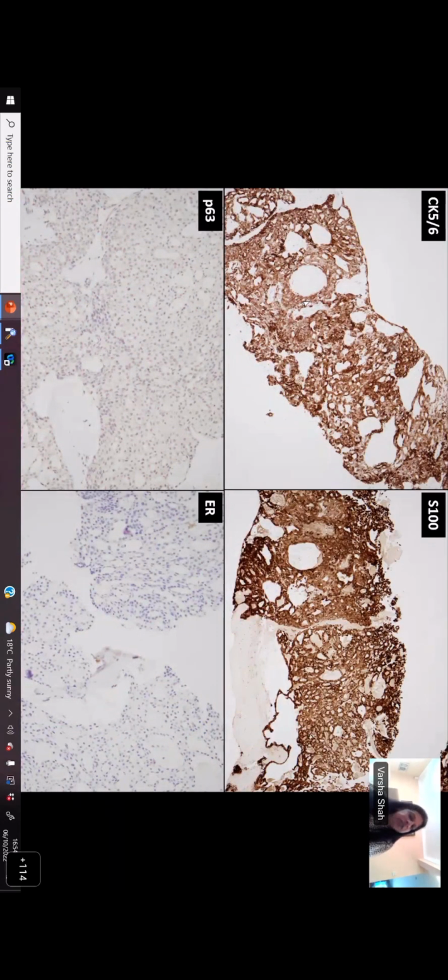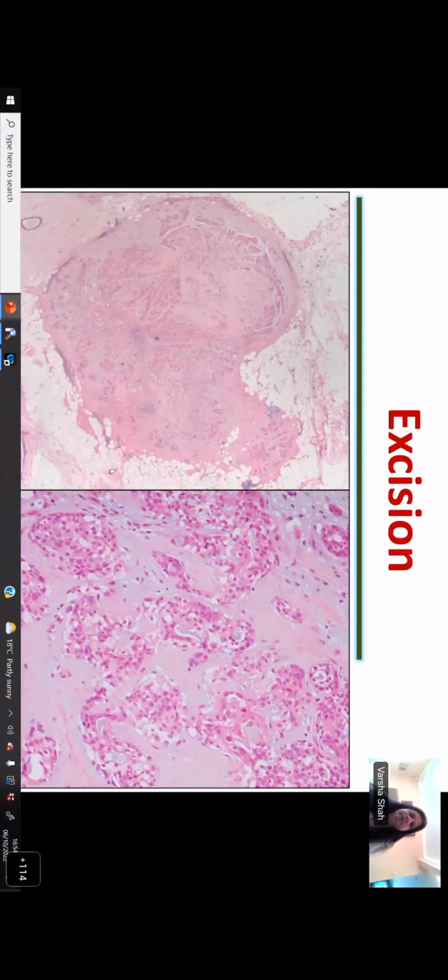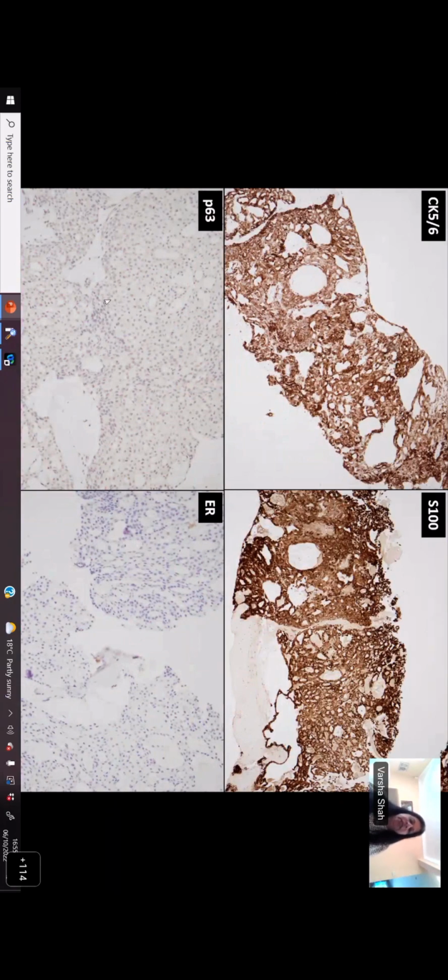CK56, they're positive. Again, in invasive duct carcinoma, you would expect CK56 to be negative. Yeah, ER was negative. And P63 was negative. So there are some features in favor of invasive duct carcinoma. One is morphology, and P63 because it's negative. You would expect benign lesions to have P63 positivity. But then the pleomorphic adenoma of the breast has a very different immunoprofile.